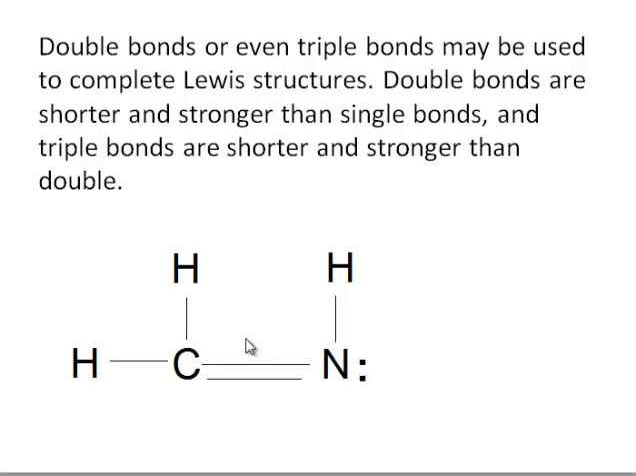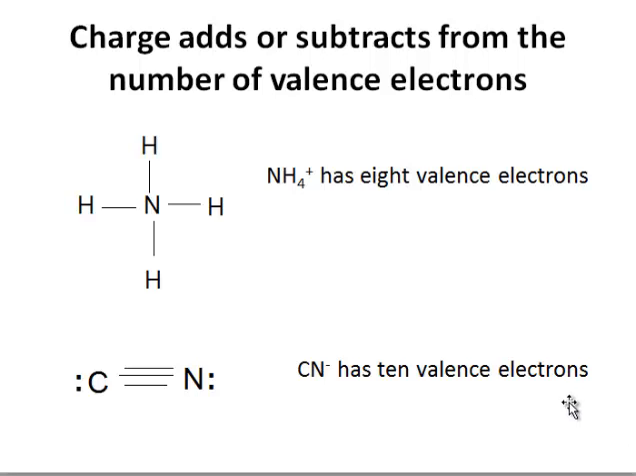Remember, when you make a Lewis structure, each atom should have an octet, and the number of electrons in your picture should be equal to the number of valence electrons. Charge adds or subtracts to the number of valence electrons. For example, consider ammonium, NH4+. You remember the polyatomic ion. If you count valence electrons for a nitrogen and four hydrogens, there are 9 valence electrons. Positive charge means one has been taken away, so NH4+, the ammonium cation, has 8 valence electrons.